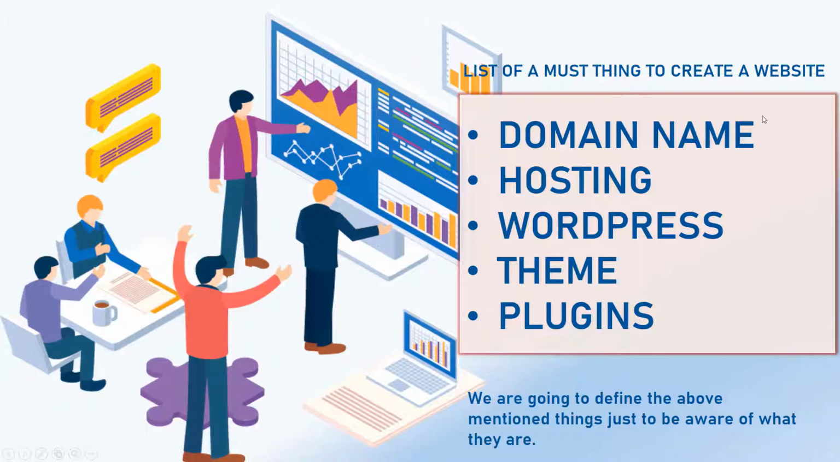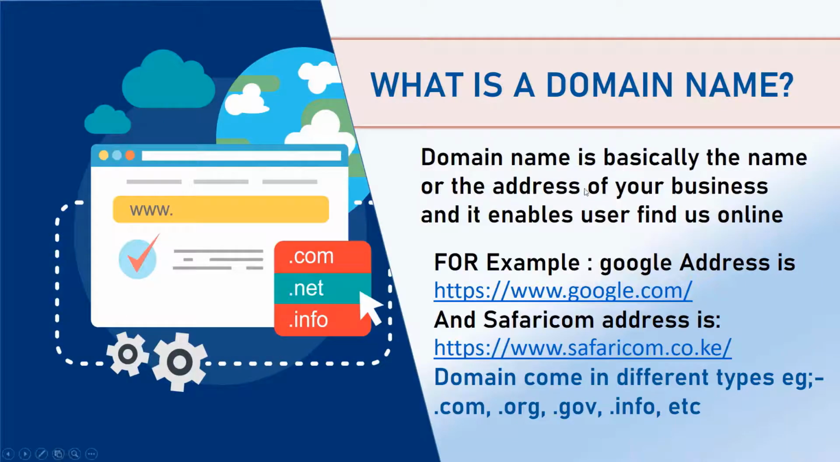So the first thing we need is a domain name, followed by the hosting, and then we need WordPress, and then we need the WordPress theme, and then the plugins. First, we need to be acquainted with all of these tools in order for us to know what their functions are. So the first thing is the domain name. What is a domain name?